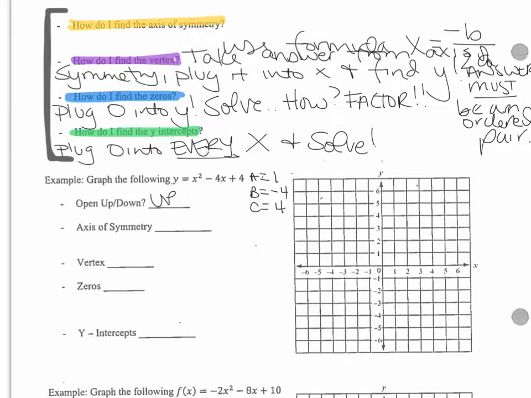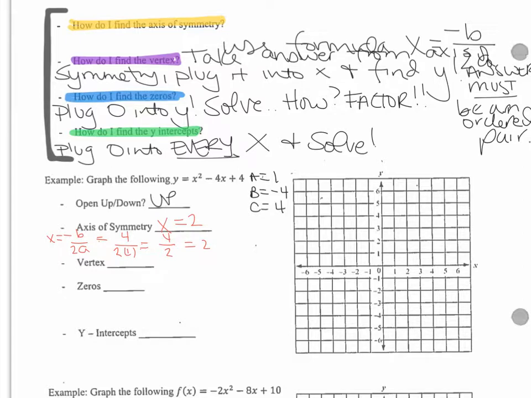Axis of symmetry. So all right, axis of symmetry. How do I find the axis of symmetry? I've got to use the formula x equals -b, the opposite of b, over 2a. So b is -4, so the opposite of b is 4, over 2 times a, which is 1. So this equals 4 over 2, which just equals 2. So I'm going to write x equals 2.